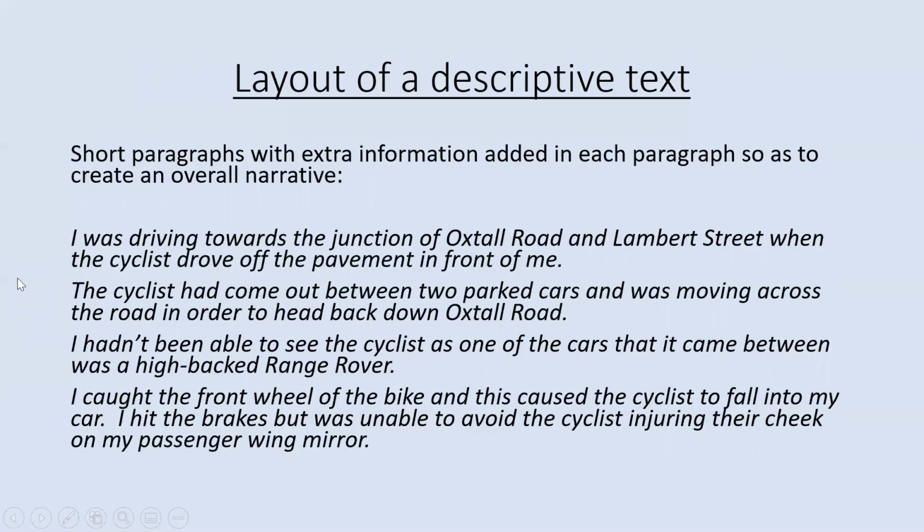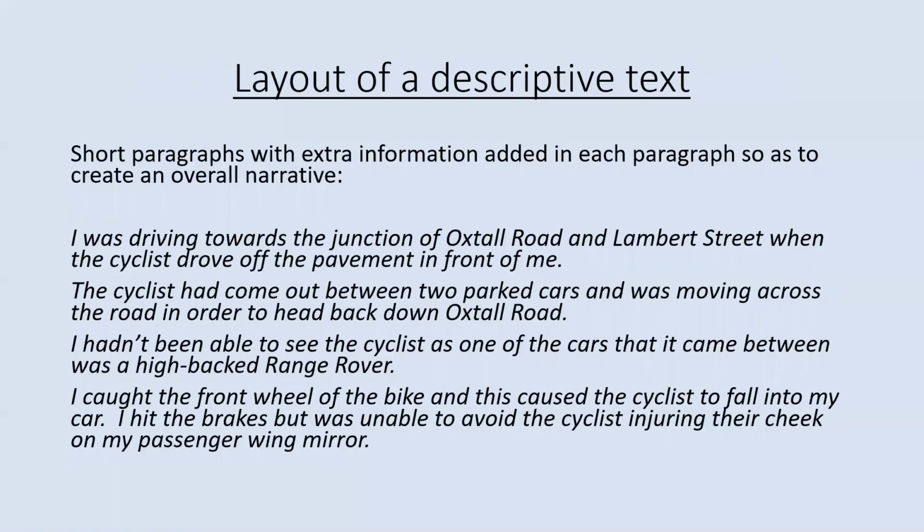I was driving towards the junction of Oxtal Road and Lambert Street when the cyclist drove off the pavement in front of me. The cyclist had come out between 2 parked cars and was moving across the road in order to head back down Oxtal Road. I hadn't been able to see the cyclist as one of the cars that it came between was a high-backed Range Rover. I caught the front wheel of the bike and this caused the cyclist to fall into my car. I hit the brakes but was unable to avoid the cyclist injuring their cheek on my passenger wing mirror.